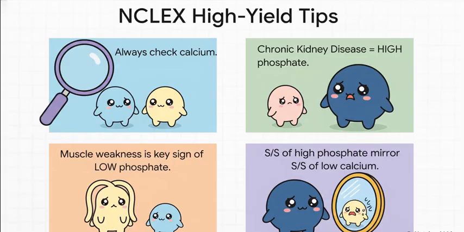So let's review our pro tips. If an NCLEX question gives you a wacky phosphate level, your first thought should be, what's happening to the calcium? If you see a patient with chronic kidney disease, you should immediately think high phosphate. If the main symptom is muscle weakness, especially respiratory weakness, you better be thinking low phosphate. And always, always remember, the signs of high phosphate are the signs of low calcium.